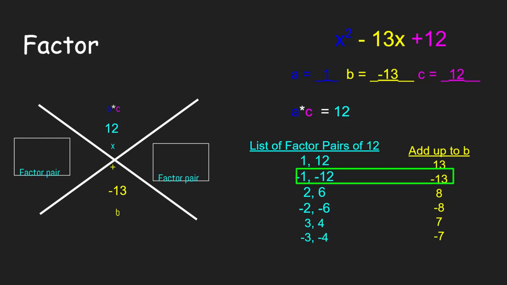The order does not matter, so I will organize by saying negative 1 and negative 12. My final answer is the factors of x minus 1 and x minus 12. That's the final factored answer, not just the pairs, but the final factored answer of x minus 1 times x minus 12.